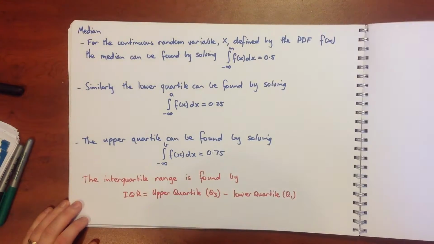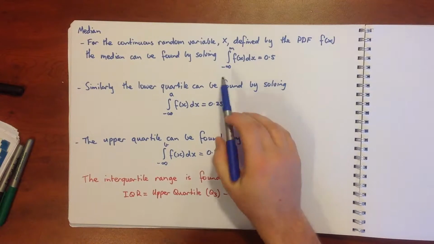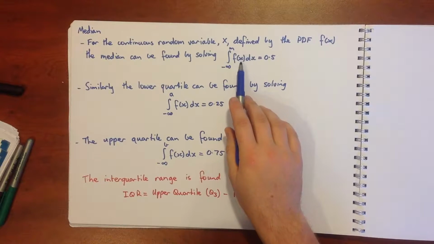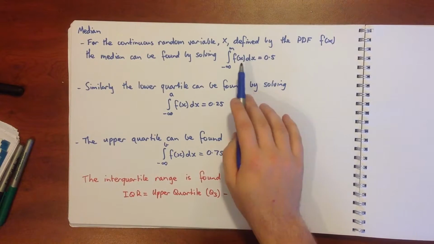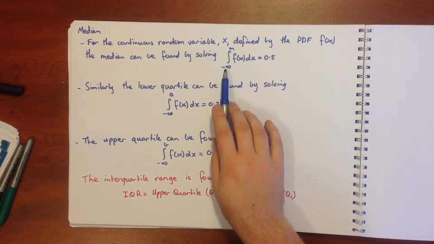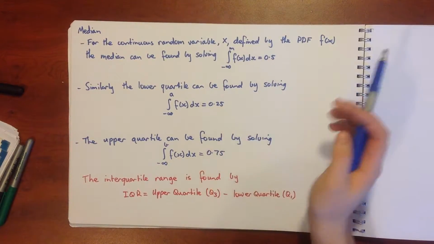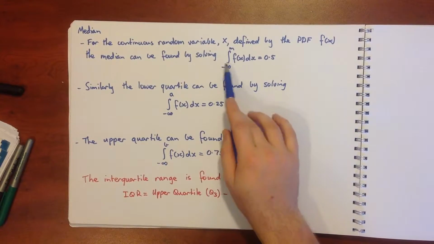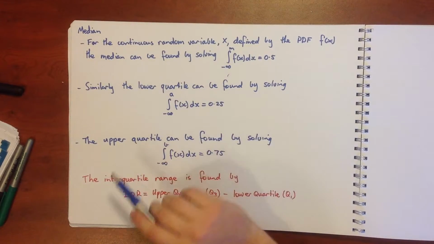Right, our median, for a continuous random variable X defined by the probability density function f(x), can be found by solving the integral from negative infinity to m of f(x) dx equals 0.5. Because our median value is in the middle, so we set it equal to 0.5. Now this negative infinity will be your lower terminal. So if you do actually have a probability density function that's from 0 to infinity, something like that, well you'd start at 0 and go up to m. It's just your lower terminal, or the lower endpoint of your domain.